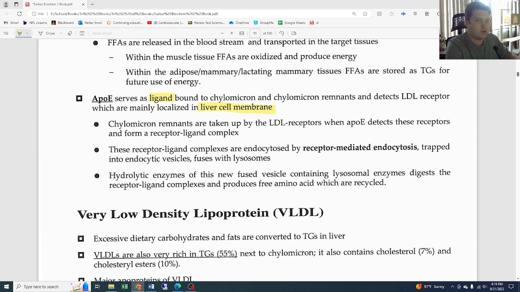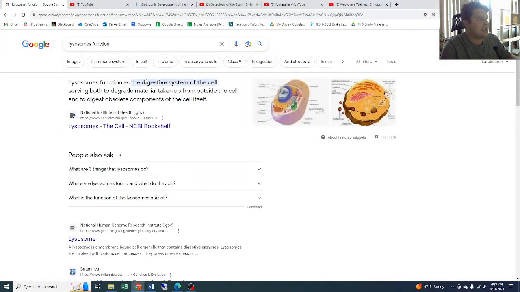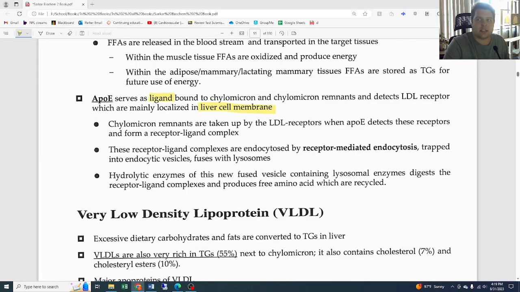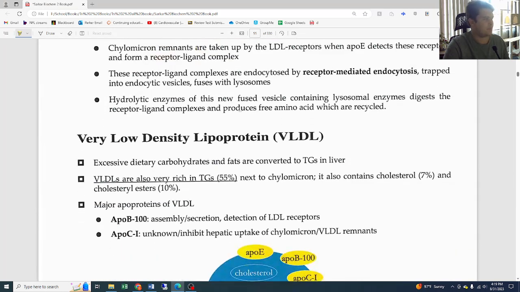And then the lysosomes are digestive proteins. This is the digestive system of the cell, serving both to degrade material taken up from outside the cell and to digest obsolete components of the cell itself. It's going to be there for breakdown. It's like the stomach of the cell, digesting and breaking stuff down. So hydrolytic enzymes of this new fused vesicle containing lysosomal enzymes digest the receptor-ligand complex and produce free amino acids, which are recycled.